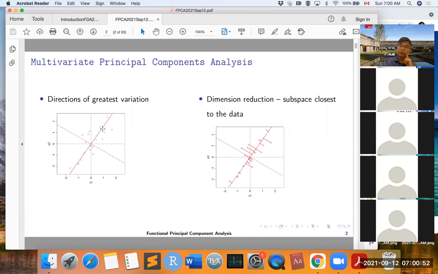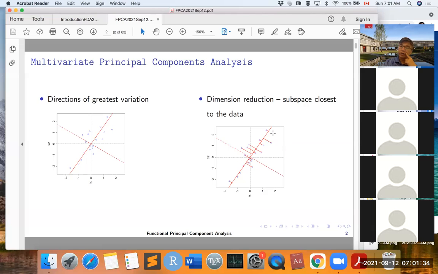In that case, we definitely want to project the 2-dimensional data to the direction with the greatest variation. In this graph, it will be the direction indicated by the red solid line. In this direction, the data has the most variation. Then we can project the 2-dimensional data to this direction, and we have 1-dimensional data. Okay, so this is the dimension reduction technique.